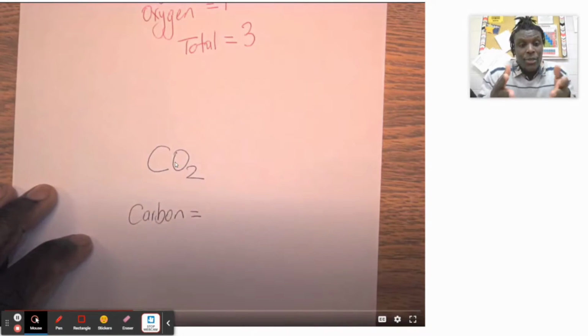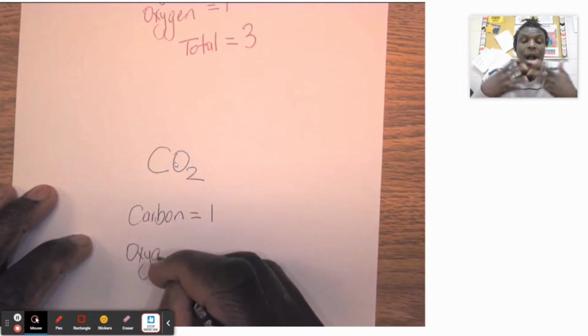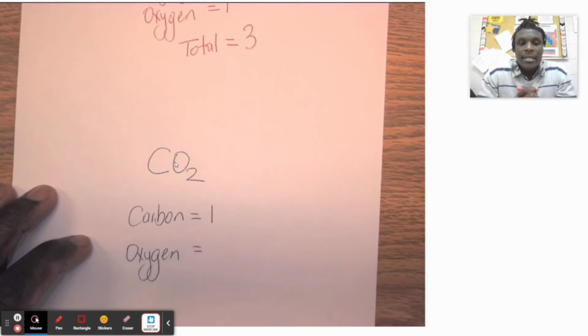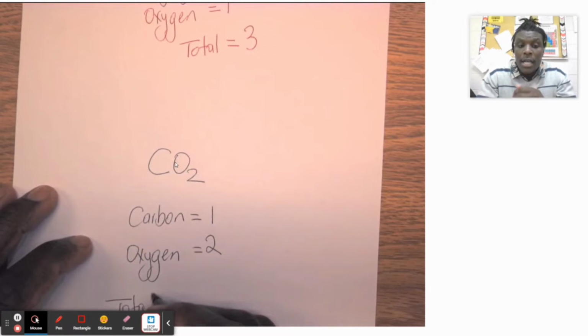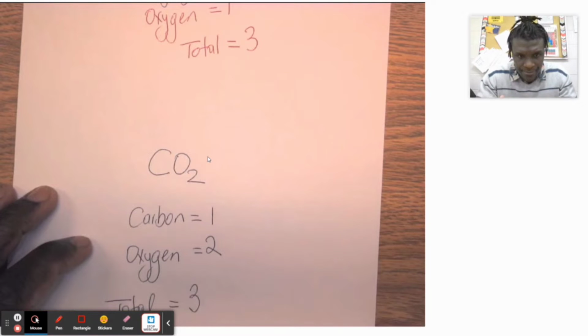All right, so the next formula that we have is CO2. CO2 is carbon dioxide. All right, C represents carbon, which we have 1 carbon. O represents oxygen, and we have 2. That's why we have di in the name of this formula, carbon dioxide, because we have 2 oxygen. So the total amount of elements in this formula unit would also be 3.